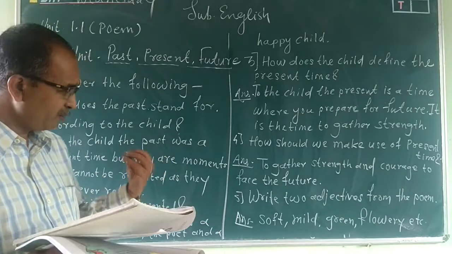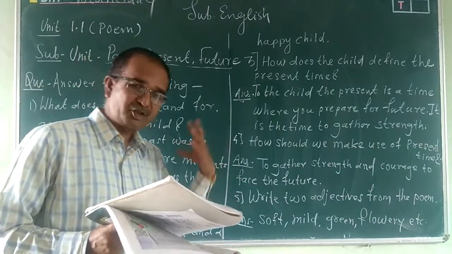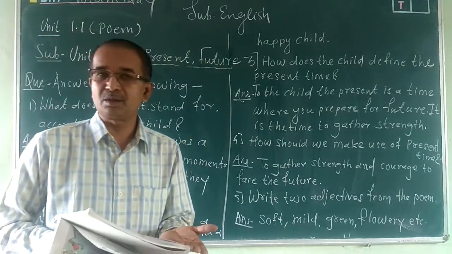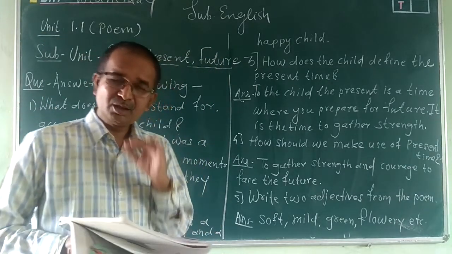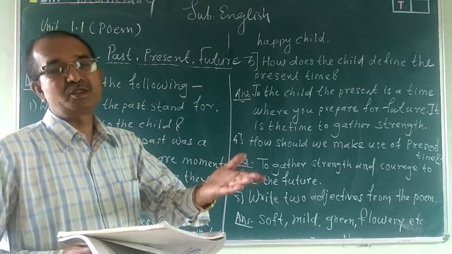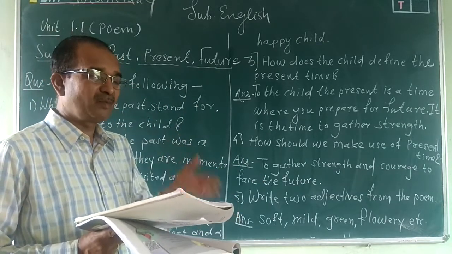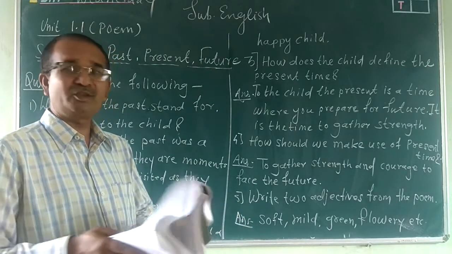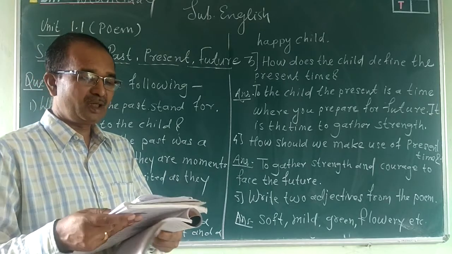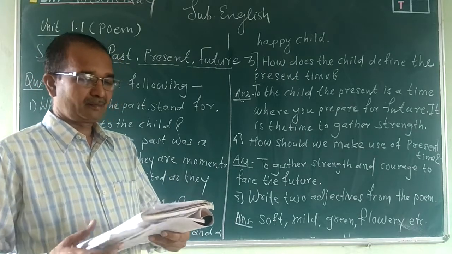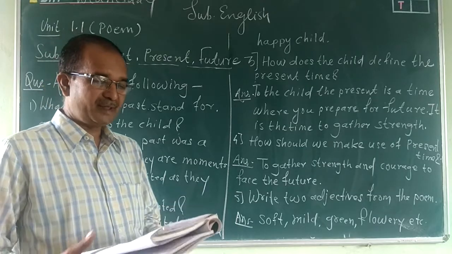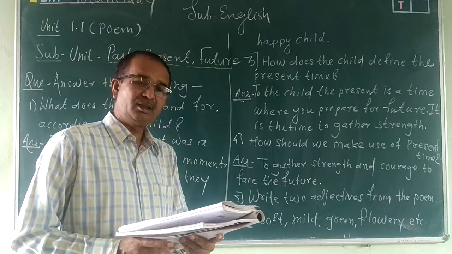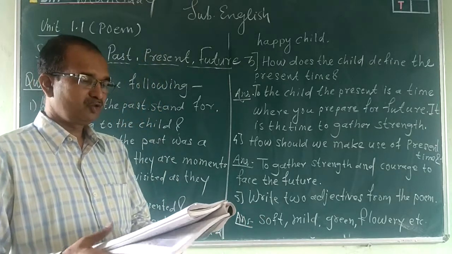So, from this poem, we can learn that we should gather the strength and fight for the future, prepare for the future. In present, what we are doing? We are preparing for our future. This is the message we got from the poem. So, last time we have learned the central theme of the poem. What was the central theme of the poem? In this poem, the poet tells us about the child and its different stage of life which is presented in the form of dialogue between the poet and the child.